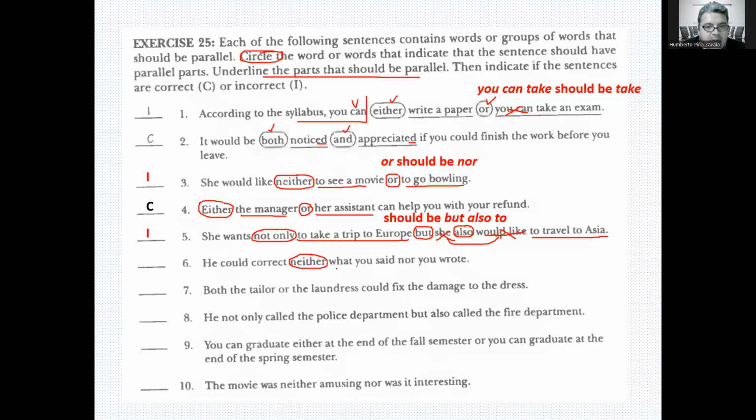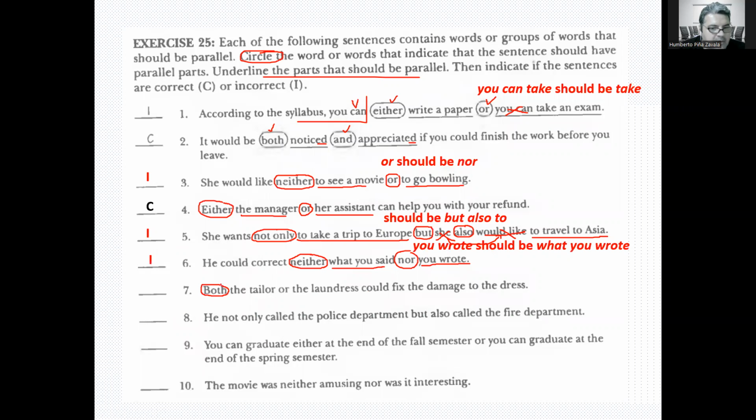He could correct neither what you said nor you wrote. Here you can see we have a problem. Neither nor, yeah, they're pair conjunctions, but we have what you said and you wrote, and they're not parallel. It should be what you wrote, the same phrase, the same type of structure on both parts of the pair conjunctions.